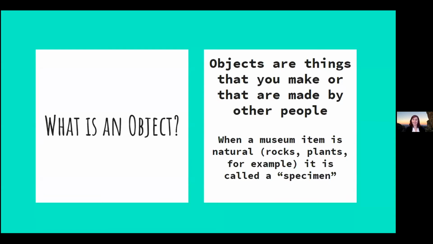Objects can also be things that we call natural, things that are living or from outside, like rocks, plants, animals. We call them specimens. And so specimens can be objects too.